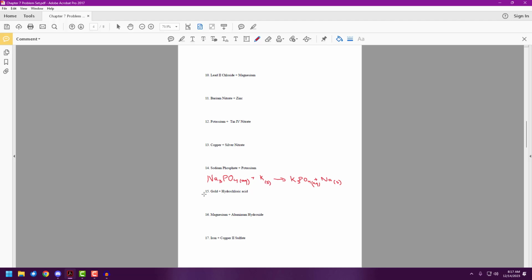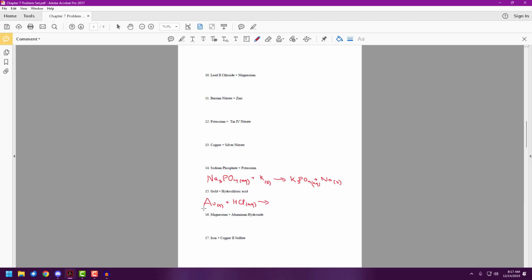For 15, we have gold plus hydrochloric acid. Gold is Au, and gold is obviously a solid at room temperature. Hydrochloric acid, well, hydro means it's binary, so it's going to be H with one other element. In this case, chloric says it's going to be chlorine. H is +1, Cl is -1, they cancel. For the state of matter, all acids are going to be AQ no matter what. So hydrochloric acid, HCl, aqueous.